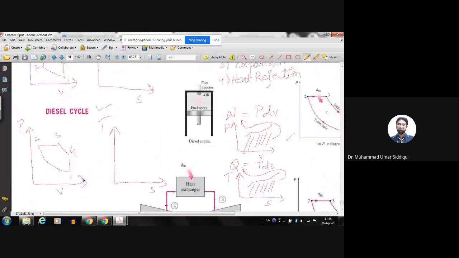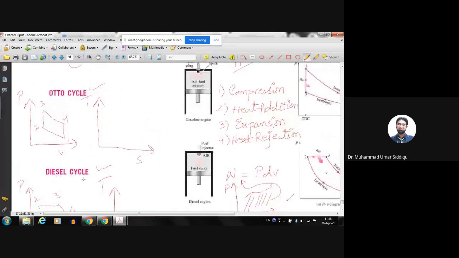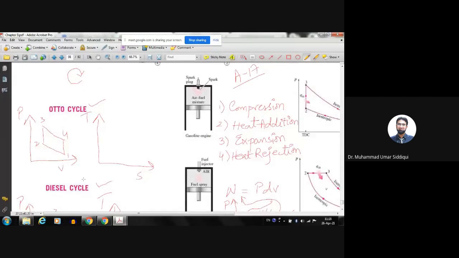Okay. So when I say that we have compression, compression is always from state point 1 to 2. Heat addition is state point 2 to 3. Expansion is from 3 to 4. Heat rejection is from 4 to 1. So we always have compression.